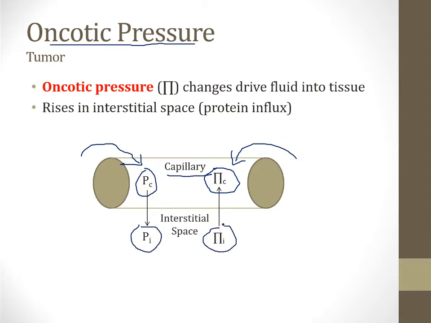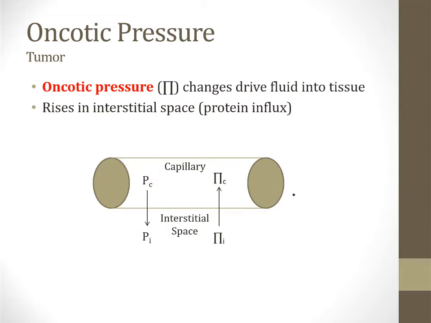pressure pi sub I. And generally, the hydrostatic pressure is higher in the capillary, which tends to drive fluid movement in this direction. And generally, the oncotic pressure is higher in the capillary, and that tends to resist fluid movement out of the capillaries. What happens in the setting of inflammation is, like we talked about in the last slide, there is leakage of plasma, including protein, out of the postcapillary venules and into the interstitial space. This raises the oncotic pressure in the interstitial space, and this draws fluid out of capillaries into the tissue.